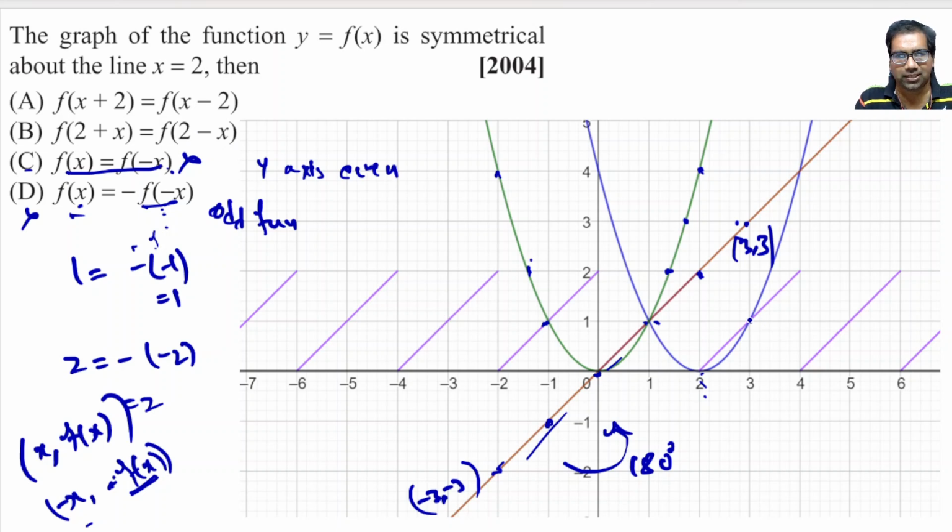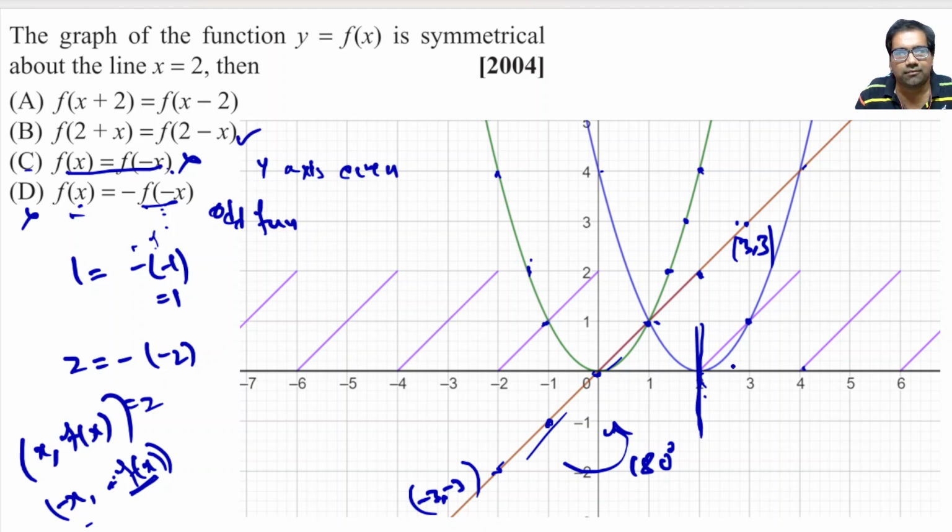f of 2 plus x: f of 3 is 1, f of 2 minus 1 is 1, f of 2 plus 1 is also 1, f of 2 plus 2 is 4, and f of 2 minus 2 is also 4. So this graph is clearly symmetric about this line. This is the correct answer.